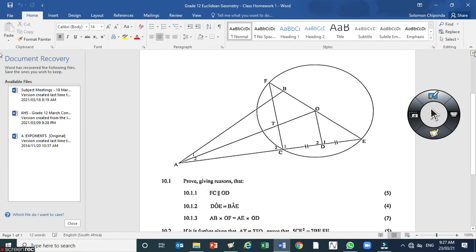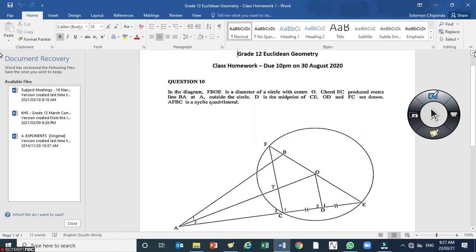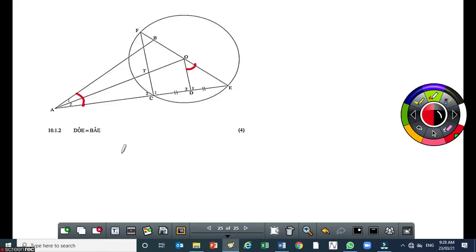I want you to be aware that in the question, we are also told some very important information in the original question: AFBC is a cyclic quad. Be aware of that. AFBC is a cyclic quad. So we're talking about this one here. It's A, F, B, C. It's a cyclic quad. Now this is 4 marks for you to be able to prove. We're supposed to prove that this angle is equal to that angle. That's what you're supposed to prove.